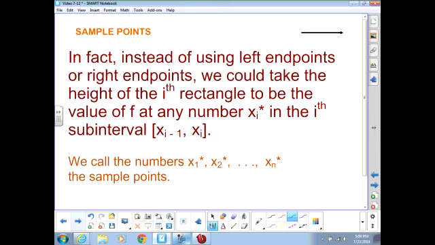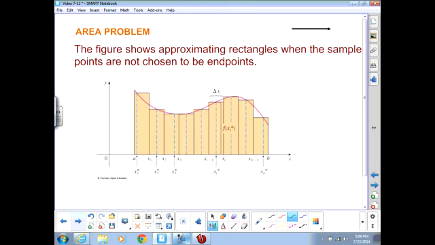Because as your rectangle gets super skinny, it doesn't matter if you pick the left-hand endpoint, the right-hand endpoint, or anything in between. It should be a very similar height because those rectangles are so skinny. So that's all this notation is meaning. It usually throws people off a little bit, but that's all it's saying. When the rectangles get really, really skinny, you could, in your random rectangle, just pick any random point in the interval. It doesn't have to be a left hand or right hand.